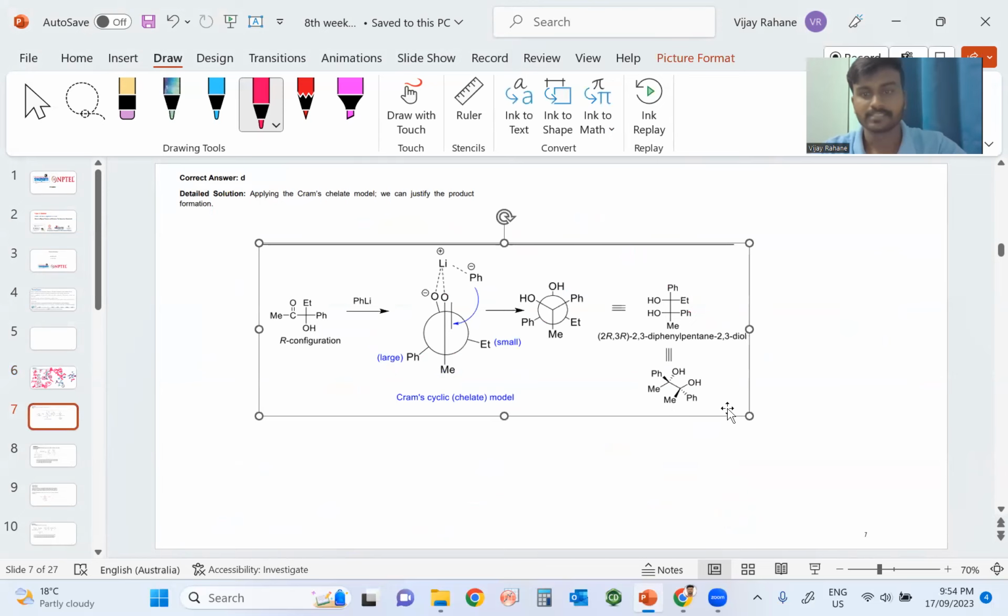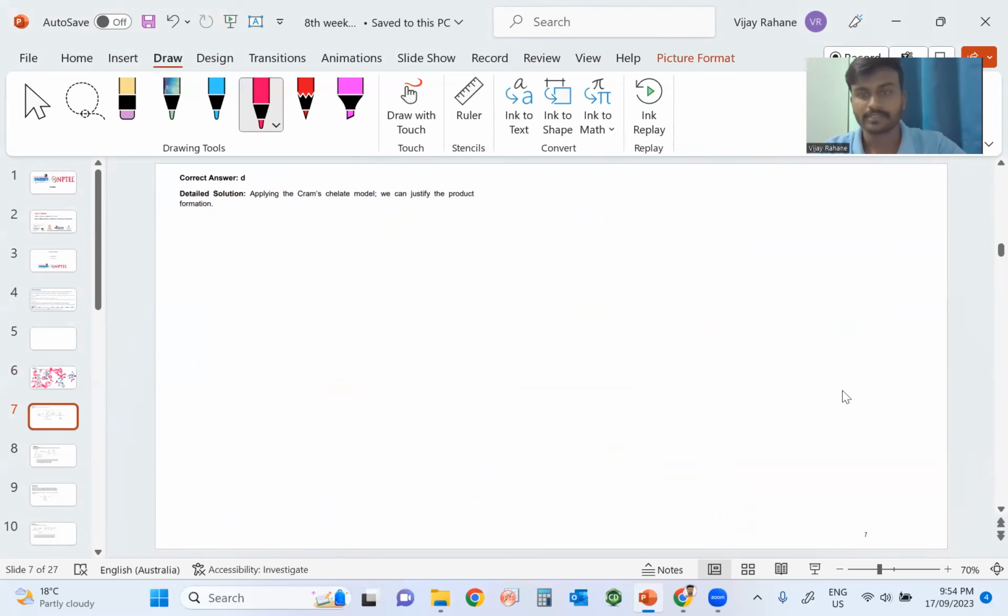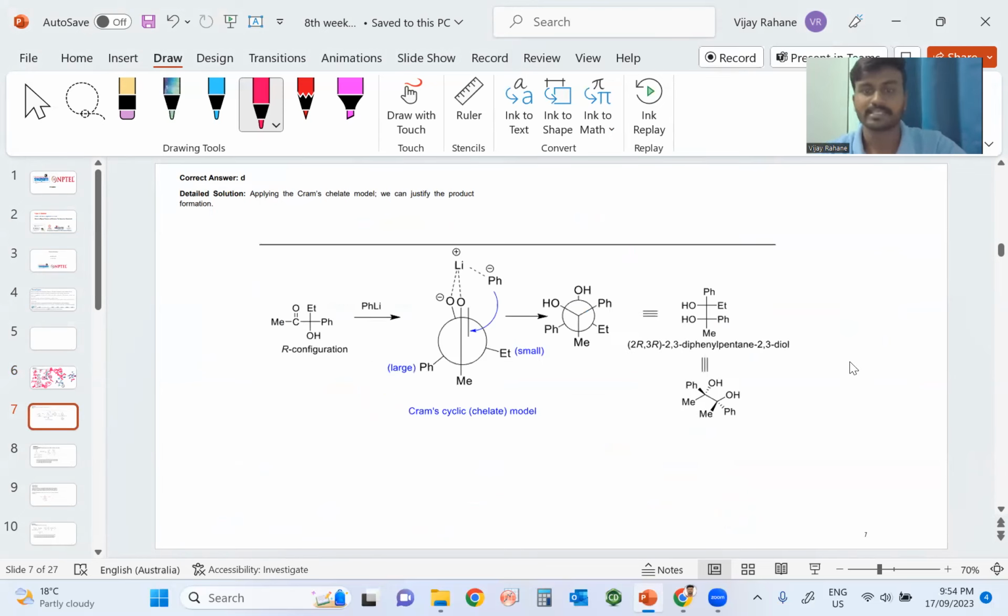You can also see the explanation in the book given. It also gives the same explanation as we have already solved. This is just a chelate model they have also shown here. And the phenyl attacks from the side of the small group, which is the ethyl, obviously. And the product we got like this. And you can convert this product in this form and followed by this form.